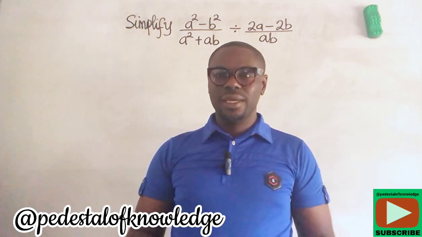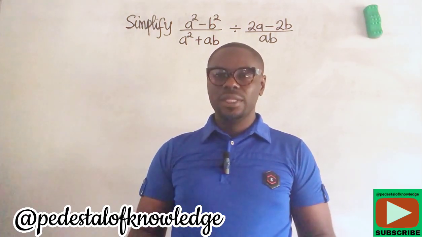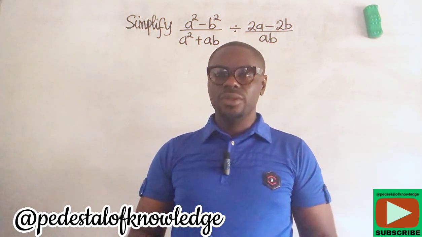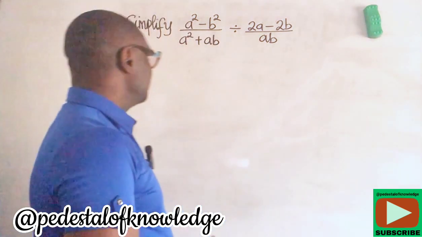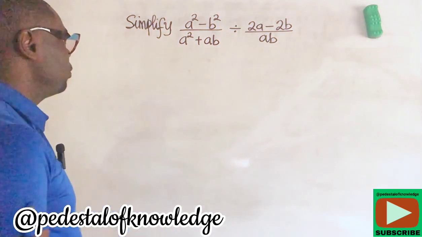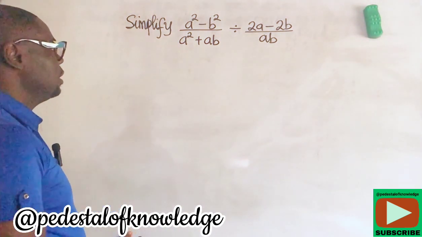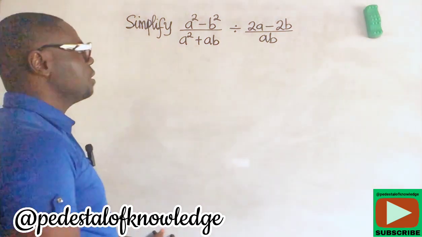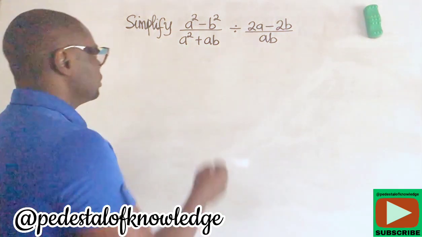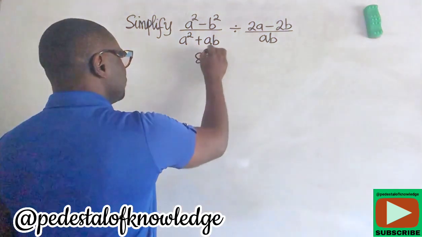Let's use this question here to understand the concepts of factorization and difference of two squares. Okay, now it says simplify (a squared minus b squared) over (a squared plus ab) divided by (2a minus 2b) over ab.